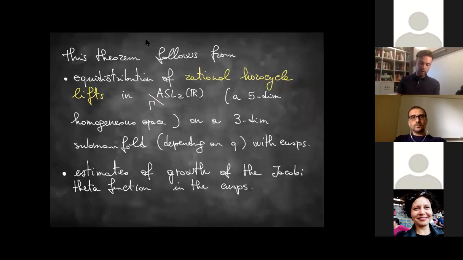And then after you know this fact about where rational horocycles equidistribute, we can use that fact, knowing what we already know about the growth of a certain quantity, which is called the Jacobi theta function, a familiar object if you like representation theory, in quantum mechanics, this thing appears in lots of different places. If you understand the growth of this object, then you can combine the information about the growth and the equidistribution result to get the previous theorem.